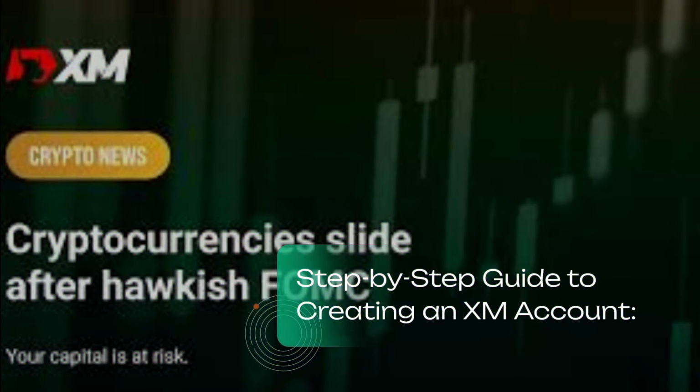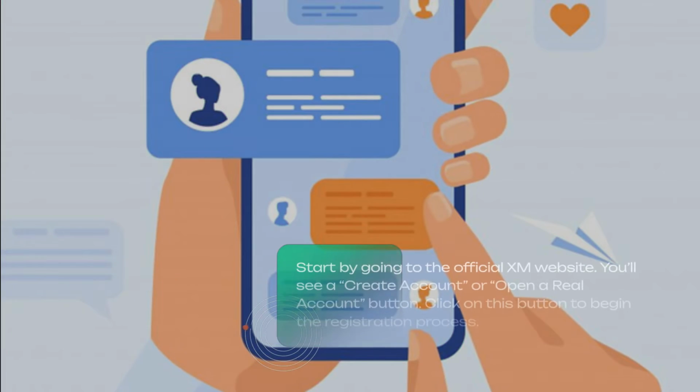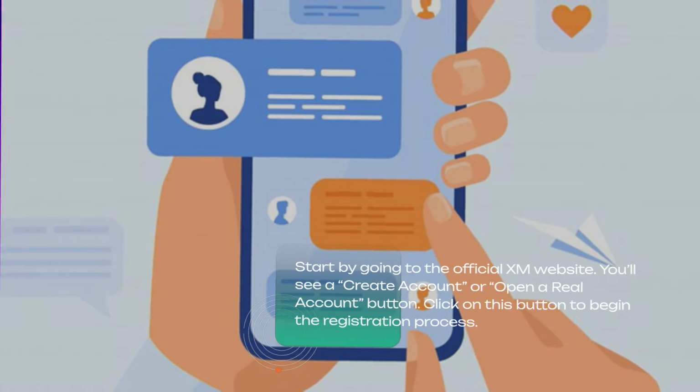Step-by-step guide to creating an XM account. Visit the XM website. Start by going to the official XM website. You'll see a Create Account or Open a Real Account button. Click on this button to begin the registration process.